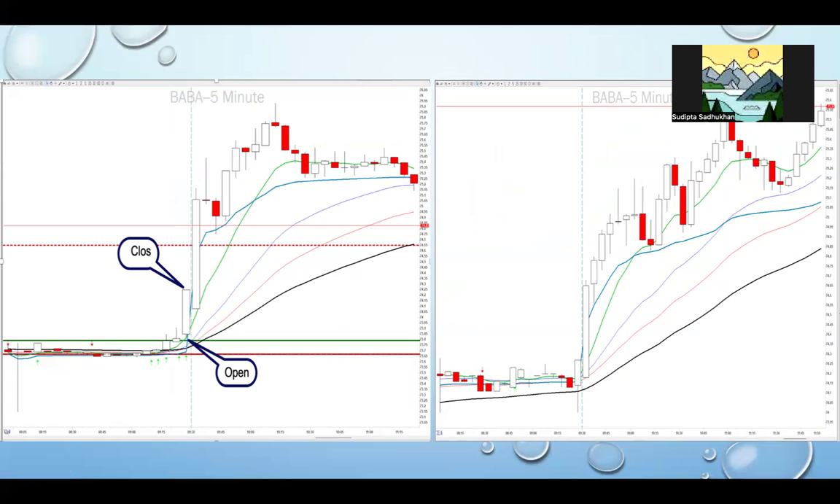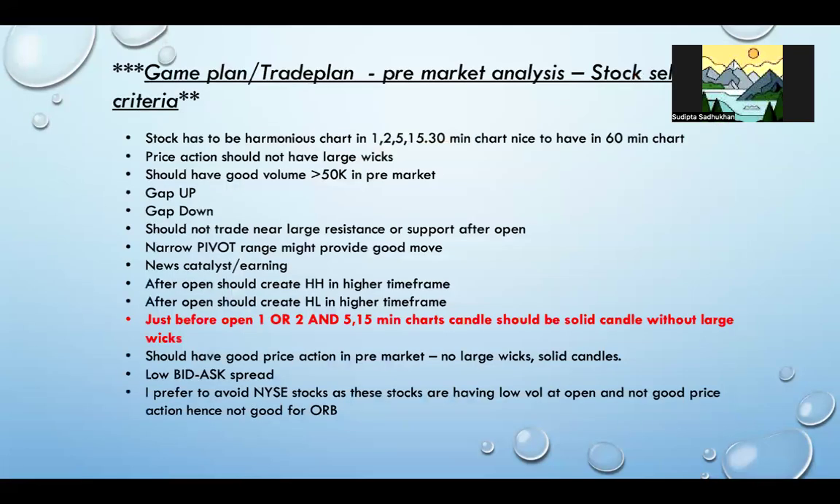If there is a moving average crossover, straight away I will avoid that stock. I will not select it. Or if there is any low volume or any large wicks in the pre-market, I will completely avoid that. That is why I have defined the criteria. The stock has to be a harmonious chart in the 1, 5, 15, and 30-minute charts, and nice to have in the 60-minute. If we have all the time frames in sync, that will be really great. If not, it's still fine up to the 30-minute chart.